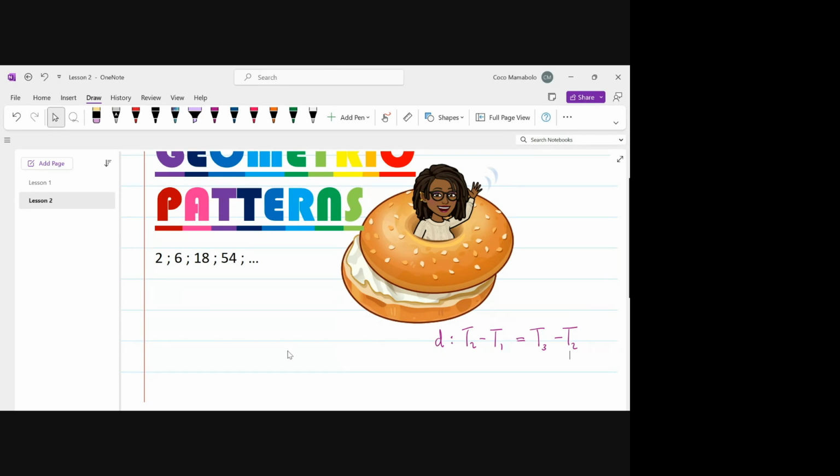Lovely. So we can't then call that a common difference. It's not a difference. We call this a common ratio. And let's explore why we call it a ratio.